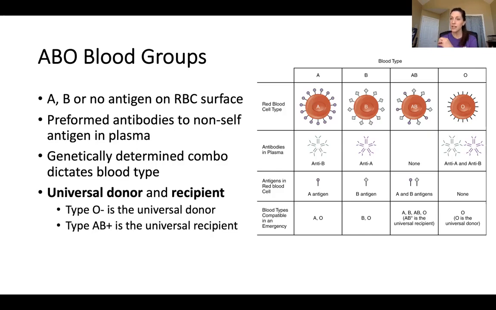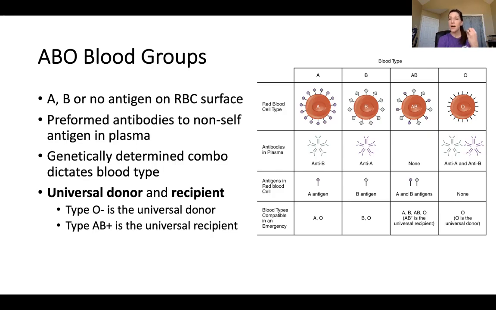That's the next trick in answering these questions that you will see on your lab quiz and that you may see on the exam. So let's look at universal donor and universal recipient, and hopefully that will illustrate the concept. Type O negative is the universal donor. If I'm going to donate blood and I have type O negative, that means I have 0 markers on the surface of my blood cells. I don't have any antigens.